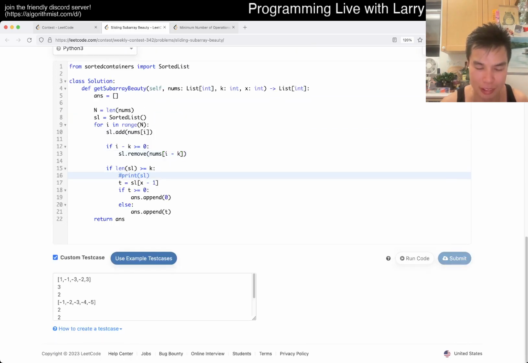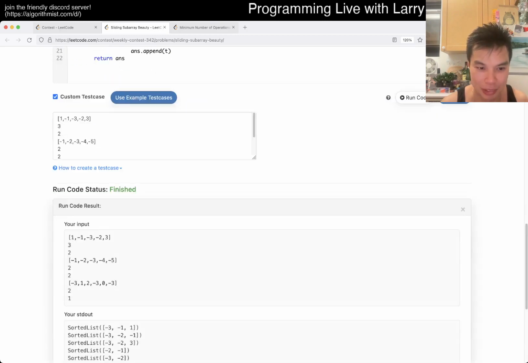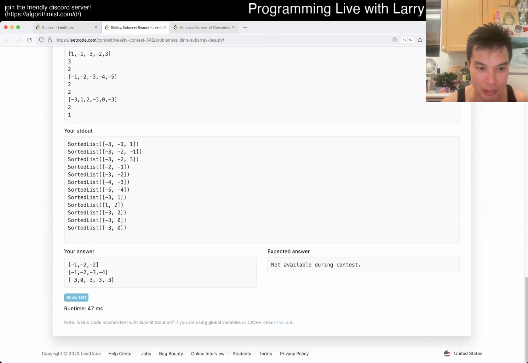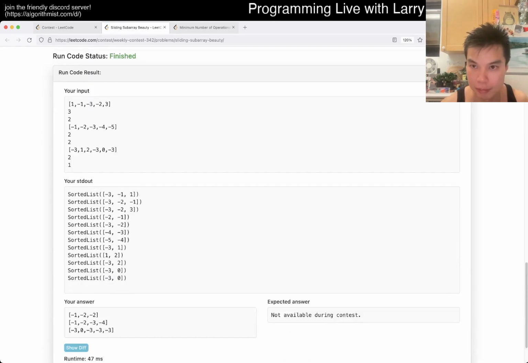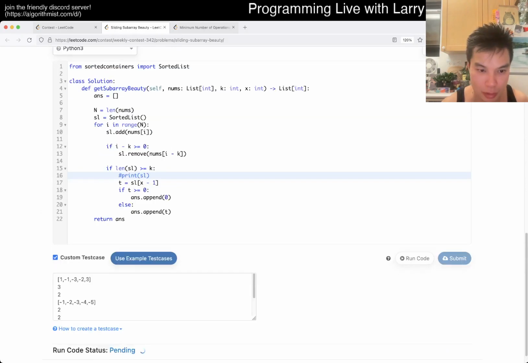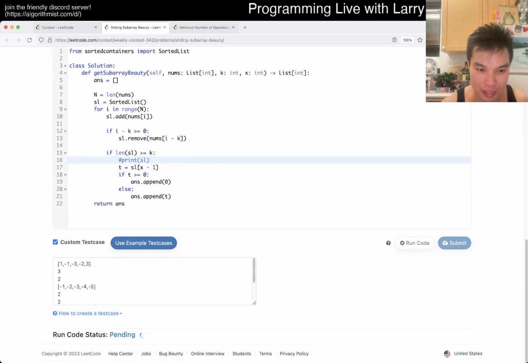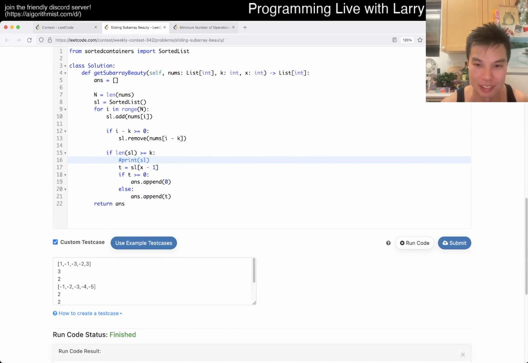It can't be just running code because it takes a long time to run. Okay, now it looks okay. Yep. This is so slow. Oh, the way that I'm doing it is so slow.